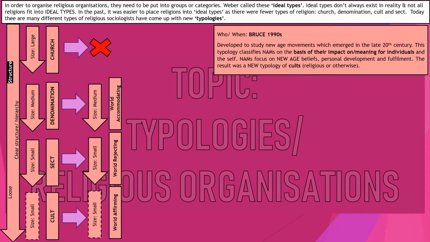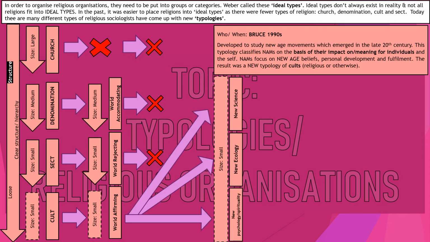And the last category we have is Bruce. Now, Bruce introduced the NAMs, so New Age movements. And again, as with Wallace, he changed things up. So he didn't worry about church, he didn't worry about denomination, he didn't worry about sect. He didn't focus on any of the other religious types. He focused solely on what were cults or world affirming in previous versions. And he wanted to identify the variety of cults as a new typology.